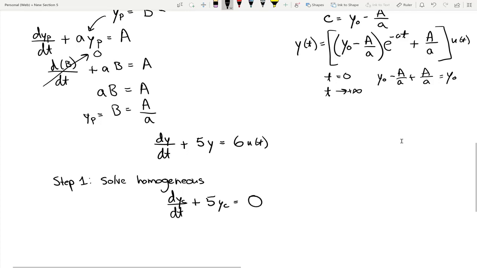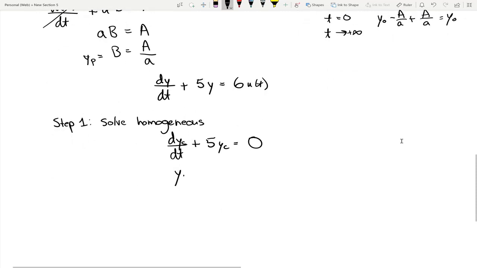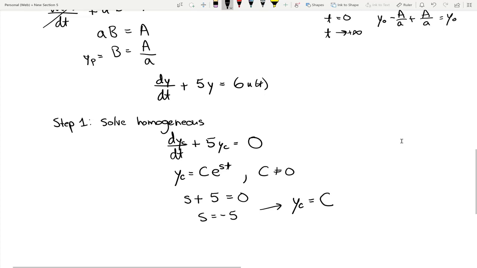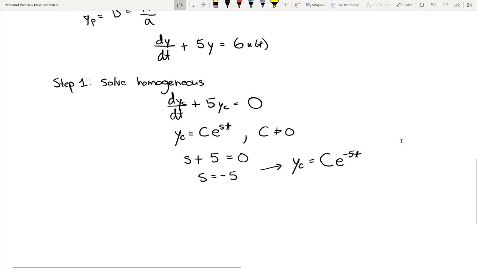All right, so I set that equal to 0. Again, I would guess that y sub c equals c e to the st, with c not equal to 0. And you guys should know by now that means that I get this polynomial here, s plus 5 equal to 0. So s equals minus 5. So I get my y sub c is equal to some unknown constant times e to the negative 5t.